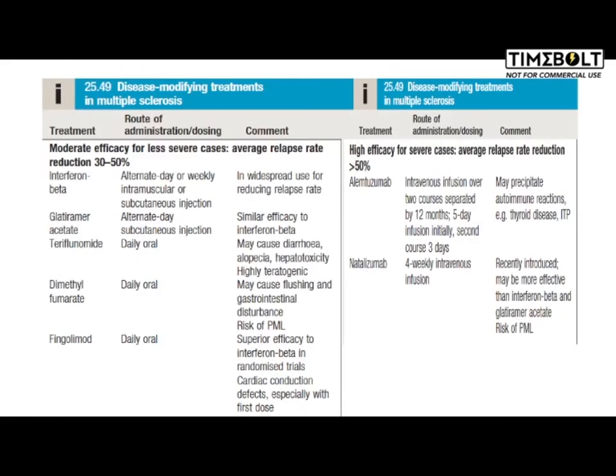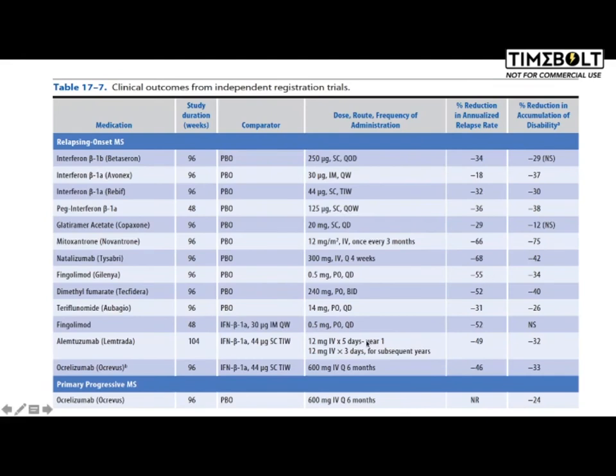Disease-modifying drugs are divided into moderately effective versus highly effective. Moderately effective drugs reduce average relapse rate by 30 to 50%, while the highly effective reduce average relapse rate by greater than 50%. Moderately effective drugs are beta interferon, glatiramer acetate, teriflunomide, dimethyl fumarate, fingolimod, while the highly effective drugs are alemtuzumab and natalizumab. There's another drug which was recently approved by the FDA.